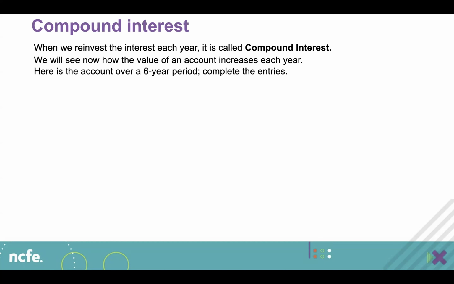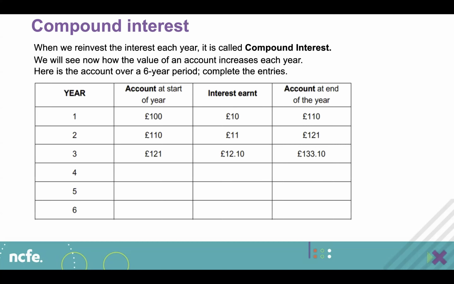Here's the account over a 6 year period. Complete the entries. So year one, two, three is completed for us. Count the amount at the start of the year, the interest earned. So the next one will be the start of the year.